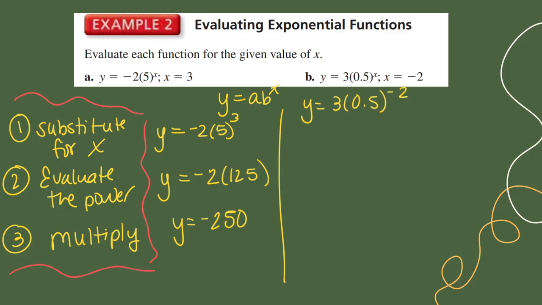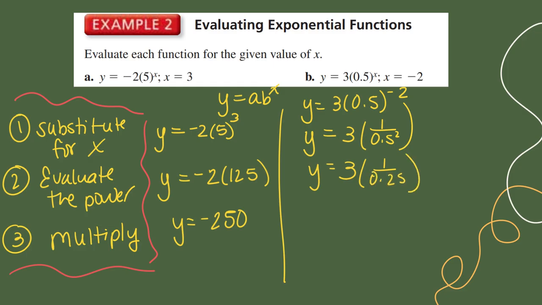Now it tells us part 2 to evaluate. So if you recall, we have a negative exponent. So it's going to be y equals 3 times 1 over 0.5 to the power of 2. Simplify. 3 times 1 over 0.25. And 3 times 0.25 gives me 12.